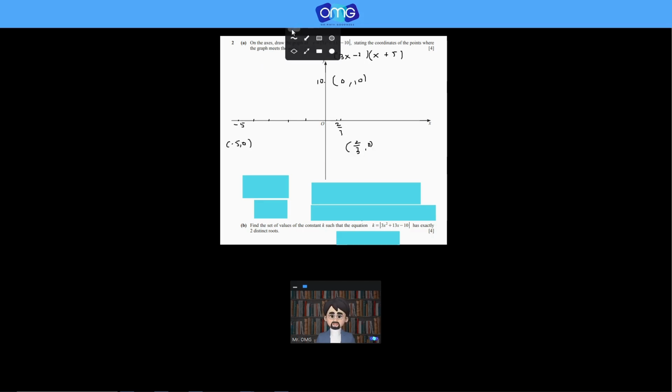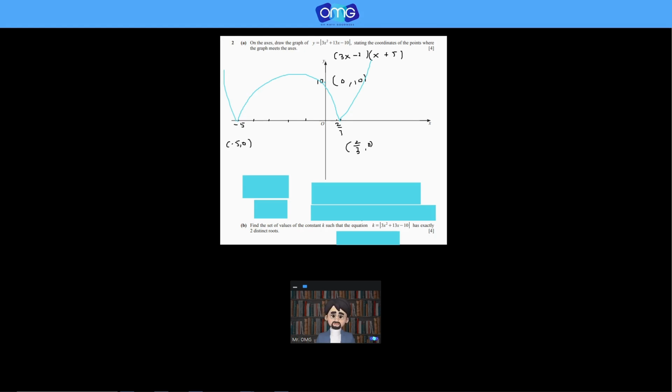So to draw the graph, it's simply this graph. It needs to pass through 10 and 2 over 3. And this is the answer, since the actual graph will be this, but the absolute value makes negative into positive, so it becomes that.